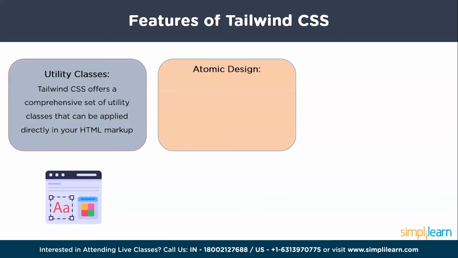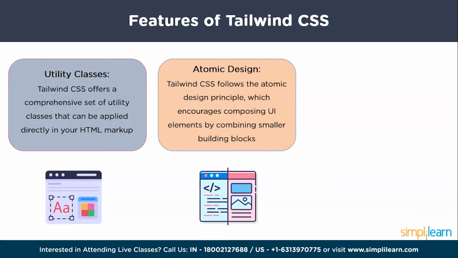The next one is atomic design. Tailwind CSS follows the atomic design principle, which encourages composing UI elements by combining smaller building blocks. By using utility classes, you can easily assemble and customize components without writing custom CSS for each individual component.